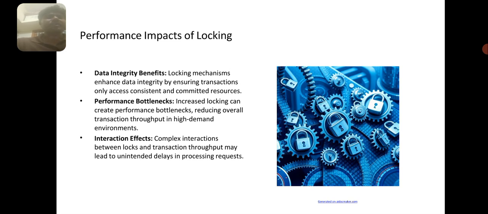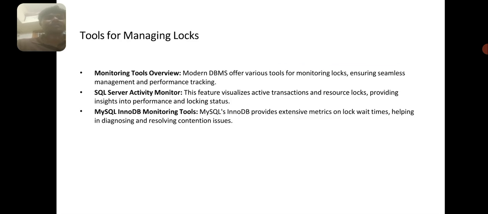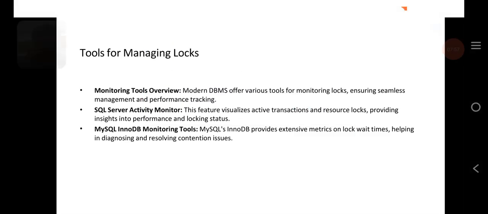Next is the performance impact of locking: data integrity benefits, performance bottlenecks, and interaction effects. Data integrity benefits: the mechanism ensures a transaction only accesses consistent and committed resources. Performance bottlenecks: locking can create bottlenecks, reducing overall transaction throughput in high-demand environments. Interaction effects: complex interactions in transaction throughput may lead to unintended delays in processing requests. And the tools for managing locks, a monitoring tools overview.